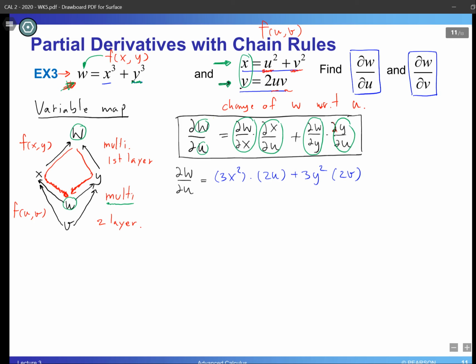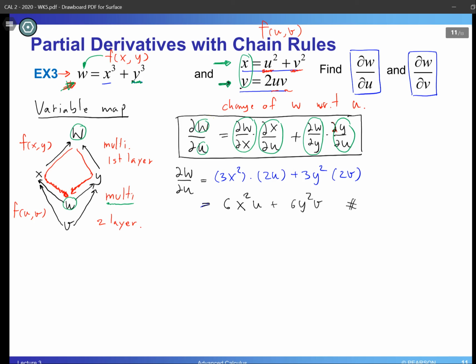Okay, so let's put all the terms together. So here we are going to have 6x squared u plus 6y squared v. Alright, for the answer, the first one, dw by du.